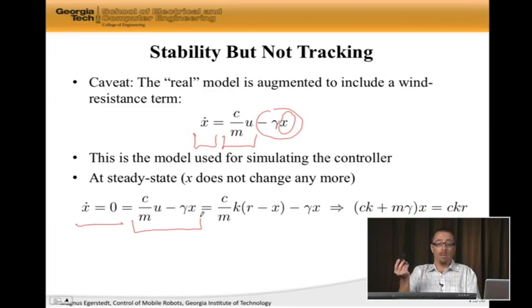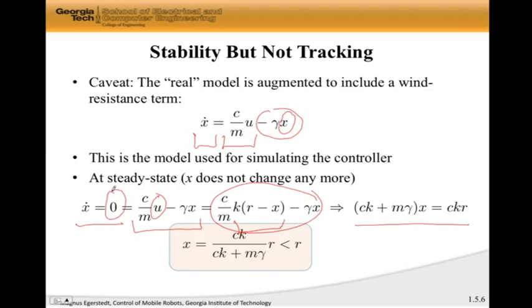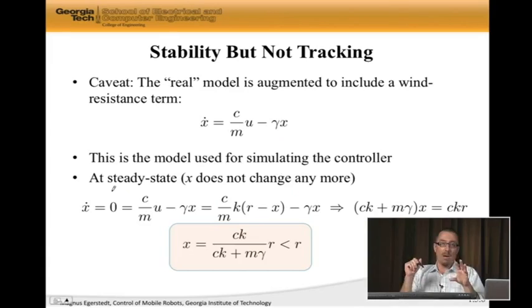And this is the model, right? Well, I know what u is. U is equal to k times the error, which is r minus x. So I'm plugging in u there. And I'm saying that this thing has to be equal to 0. Well, if I write down the corresponding equation now that says that this term here has to be equal to 0, then I get this. Well, I can do even better than that. What I get is that x is now going to be ck divided by ck plus m gamma times r.